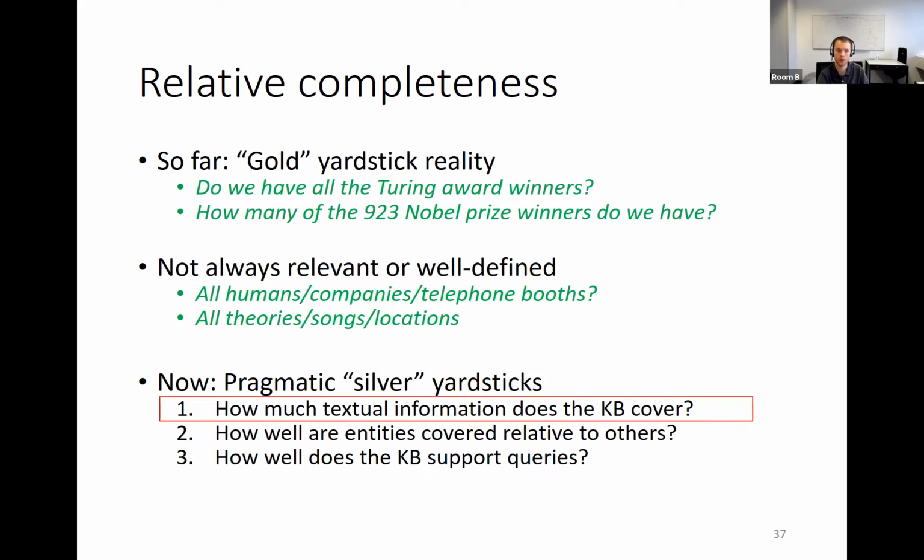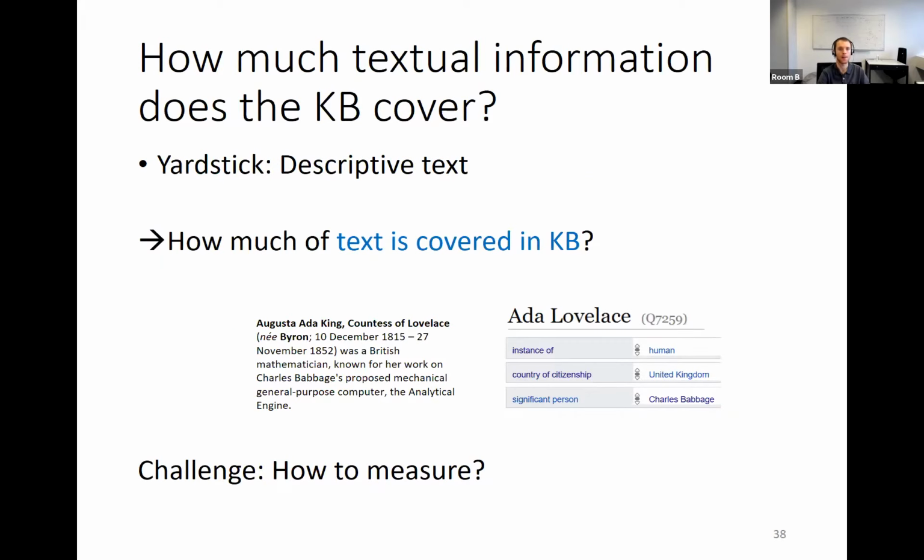Let's look at the first one. How much textual information does a knowledge base cover? The yardstick here is a descriptive text. On the left-hand side, we see a Wikipedia paragraph about Ada Lovelace. On the right-hand side, we see a knowledge base entry, Wikidata, about her. And the question is certainly sensible, how much of the text is covered in a knowledge base? The challenge being, how do we measure it? How do we compare this unstructured text with the structured knowledge base?